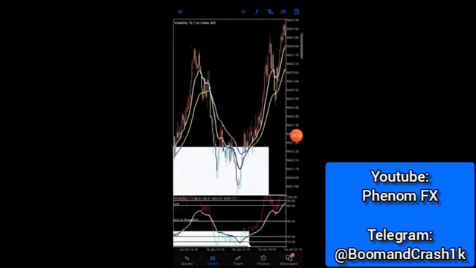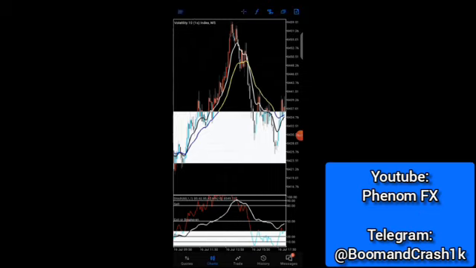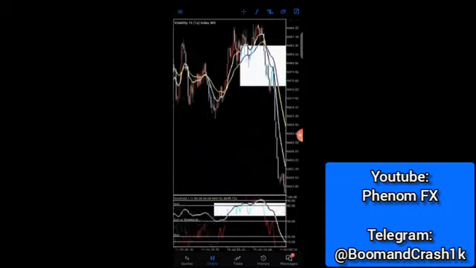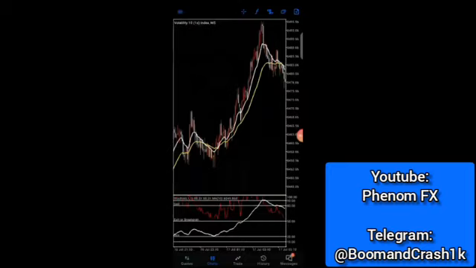Now, one thing you have to know is you do not trade every setup. You have to wait for the perfect condition to be met before you take a trade. Don't forget, this works on all VIX pairs and step index.